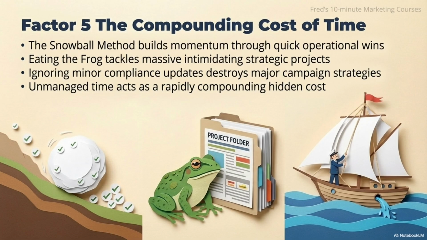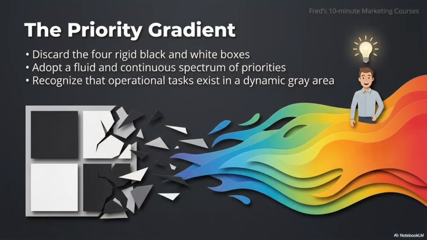So where does this leave us? If the classic four-box matrix is too rigid, too subjective, blind to financial realities, ignores shifting priorities, misses the ripple effects of morale, and struggles with time management. Do we just throw it out entirely? Is Fred James saying the Eisenhower Matrix is useless for modern marketers? Not at all. And this is arguably the most valuable insight from the text.